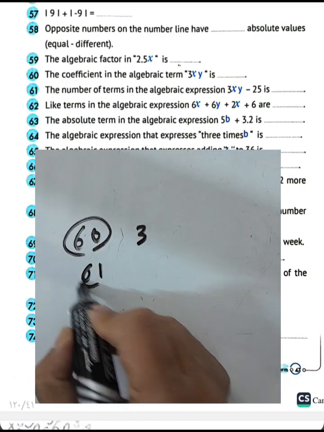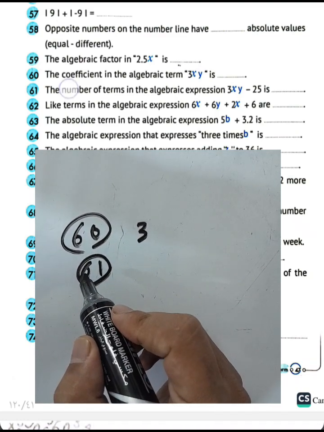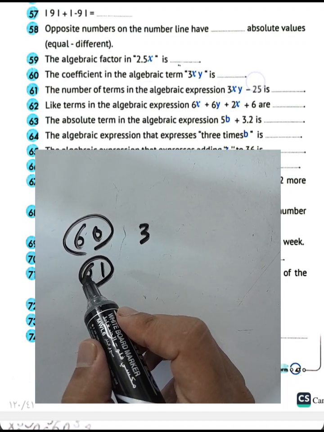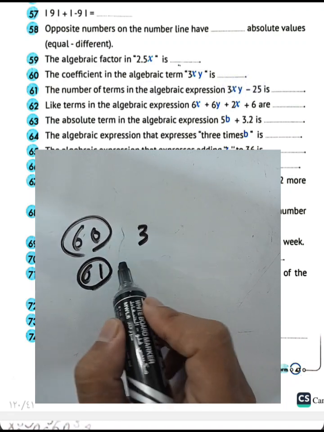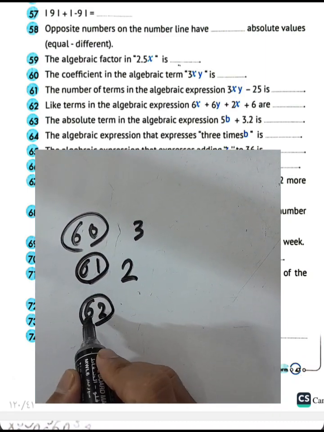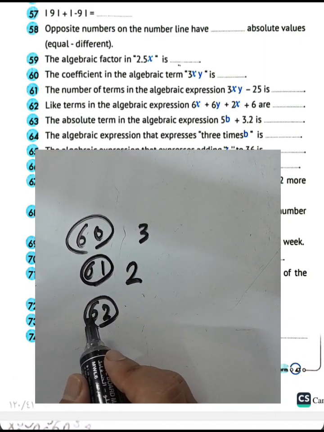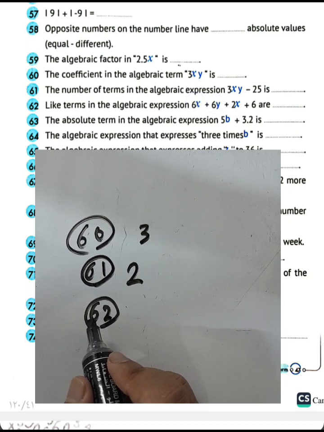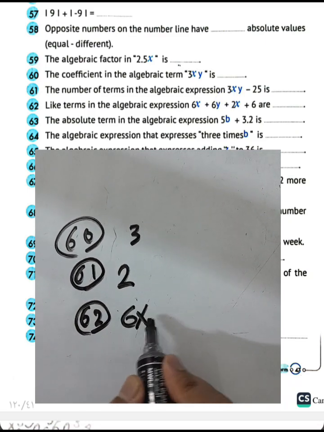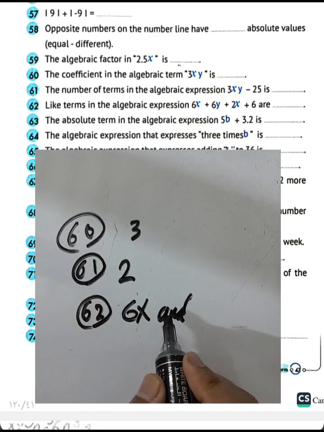Question 61. The number of terms in the algebraic expression 3xy minus 25. We have two terms here. Two terms. 62. Like terms in the algebraic expression 6x plus 6y plus 2x plus 6. We have 6x and 2x. We call them like terms, 6x and 2x.